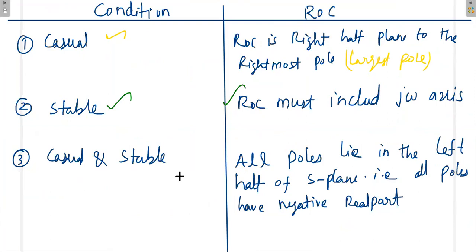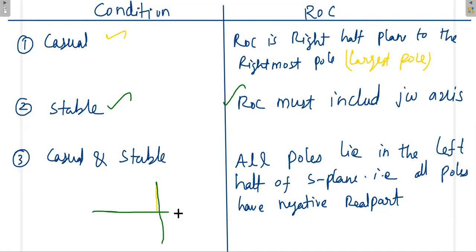Again, if the system has to be both causal and stable, we have to mix these two conditions. What is the condition on the poles? If I choose a pole here, to get causality I will be going towards this side. If I choose a pole here, going towards the right side, or one more pole anywhere here, I may get causality, but I will not get stability. So my ROC diagram should go towards the right side, and it should also include the j omega axis.